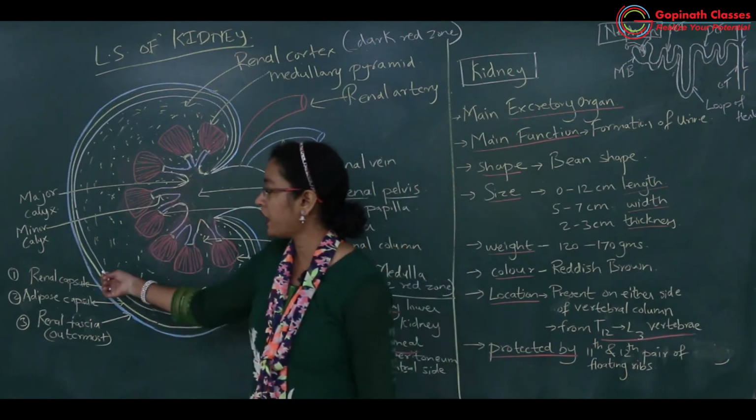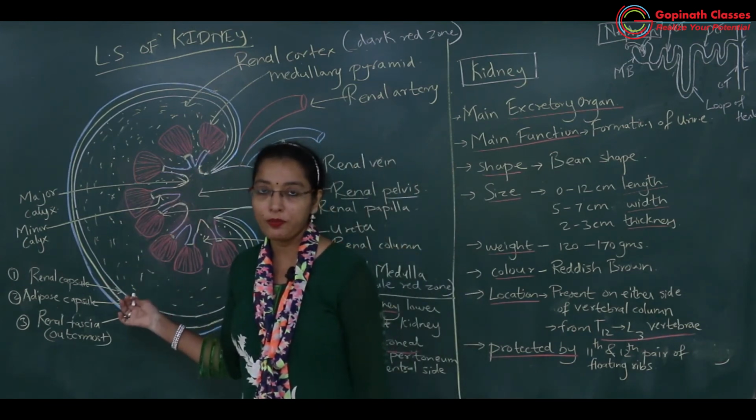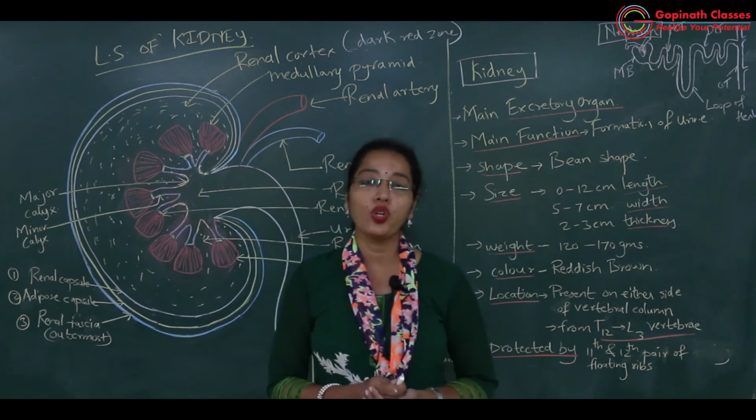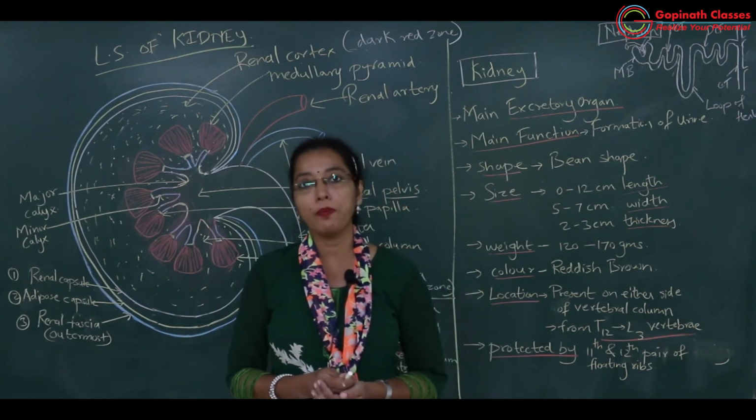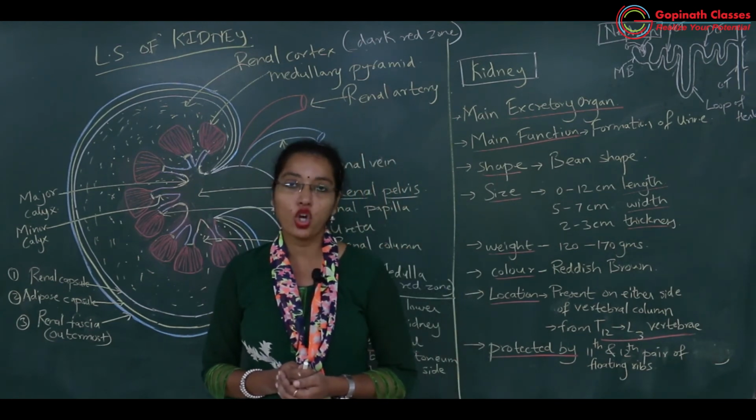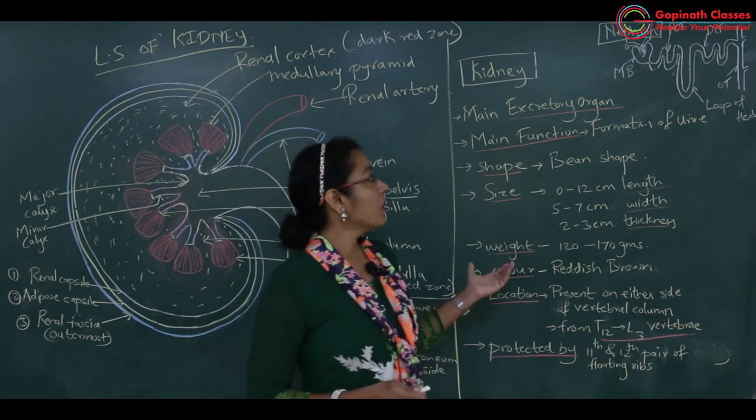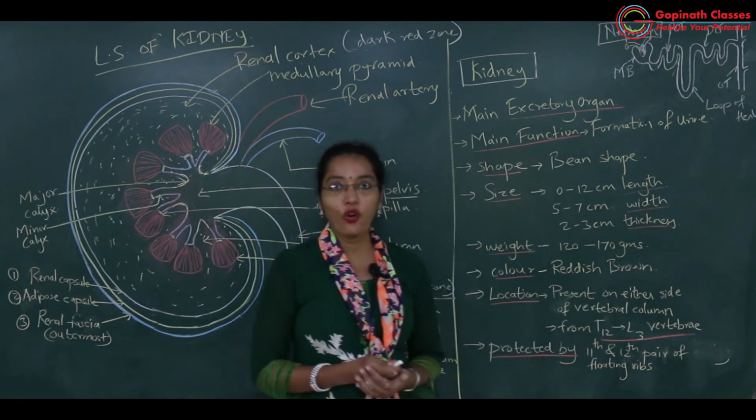So fibrous connective tissue is for protection purpose, and adipose tissue is also for protection purpose, and it also acts as a shock absorber. Okay, so now let's study the main points of the kidney.